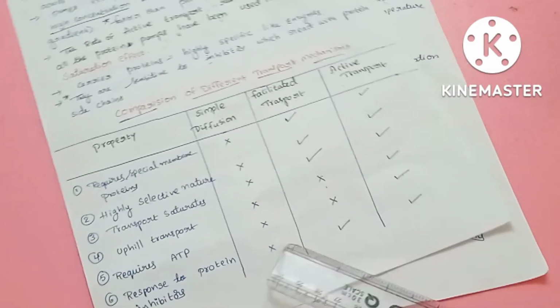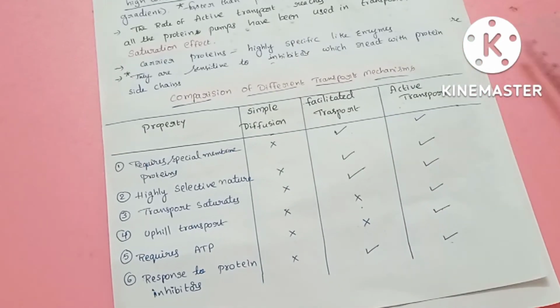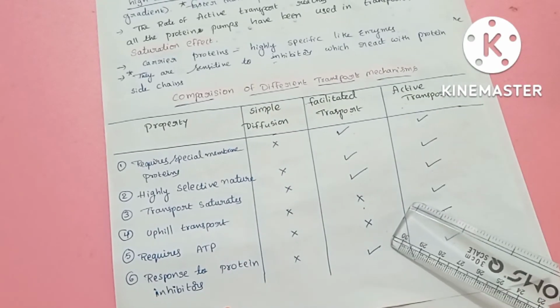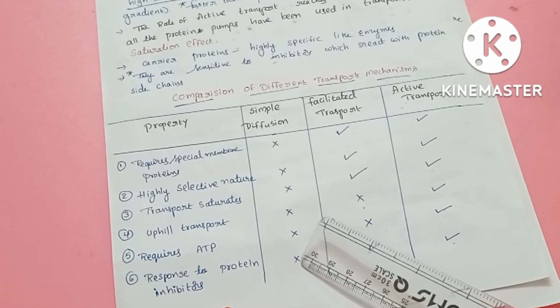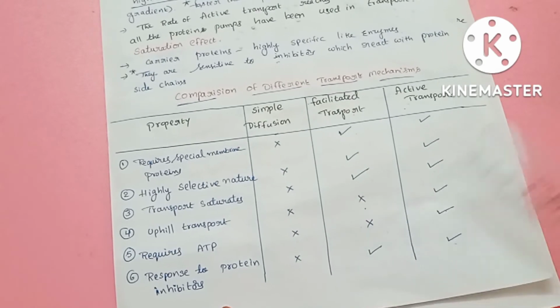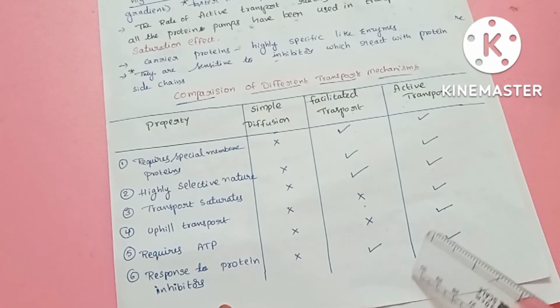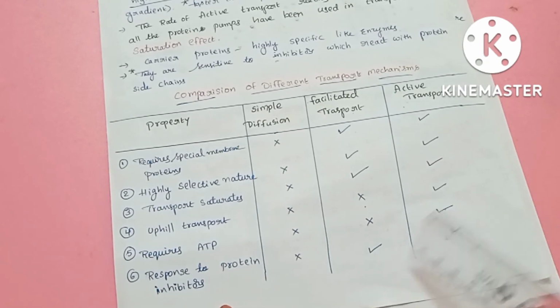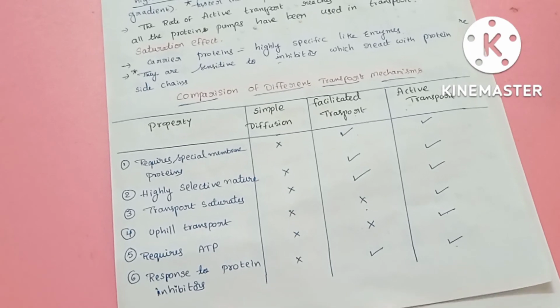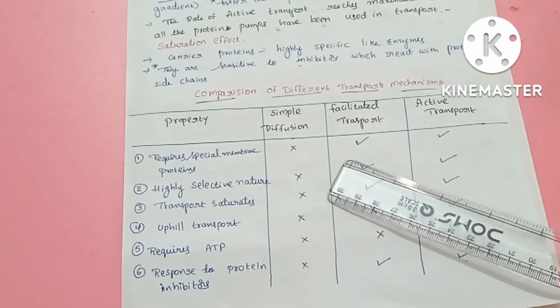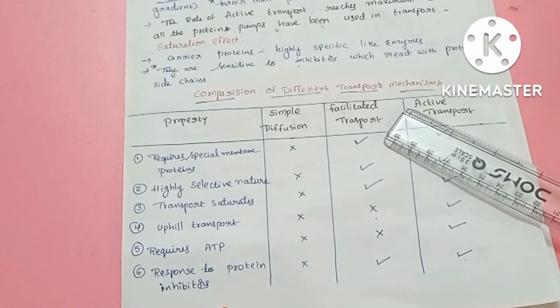Next, the response to protein inhibitors. Protein inhibitors work only on the membrane proteins. In simple diffusion there are no transport proteins, but in facilitated diffusion and active transport, transport proteins are involved, right? Those transport proteins are sensitive to the protein inhibitors which react with the protein side chains. So this is about the comparison of the different transport mechanisms.